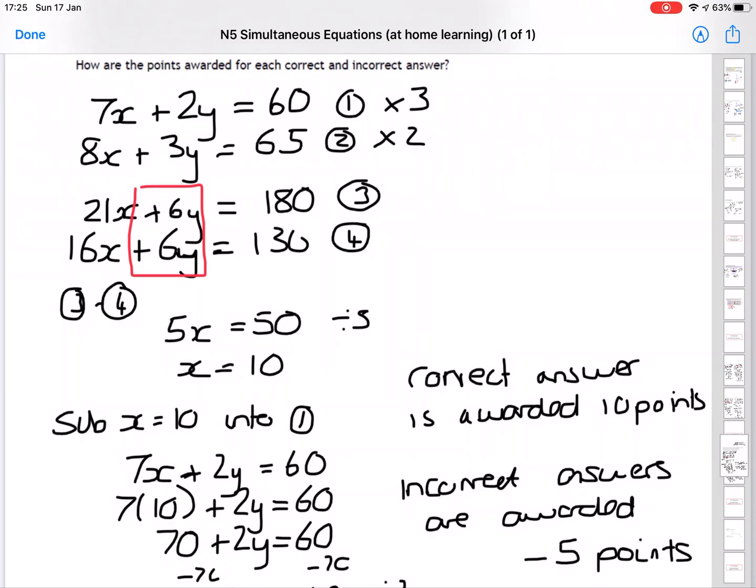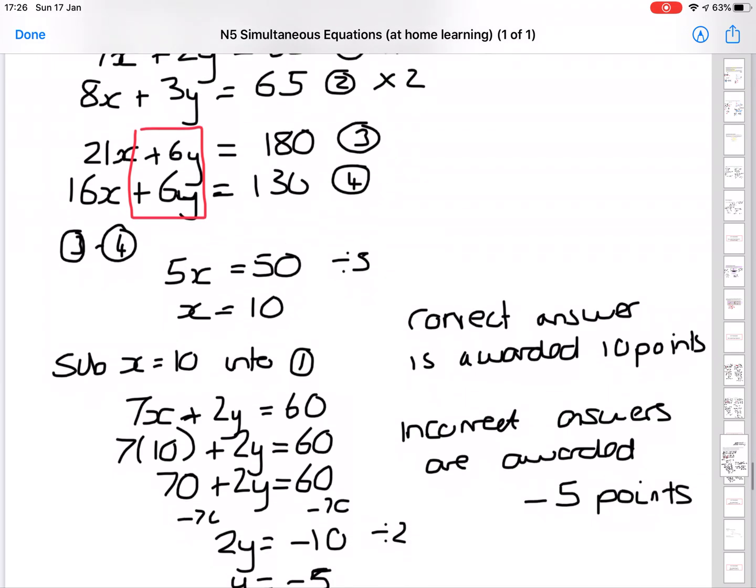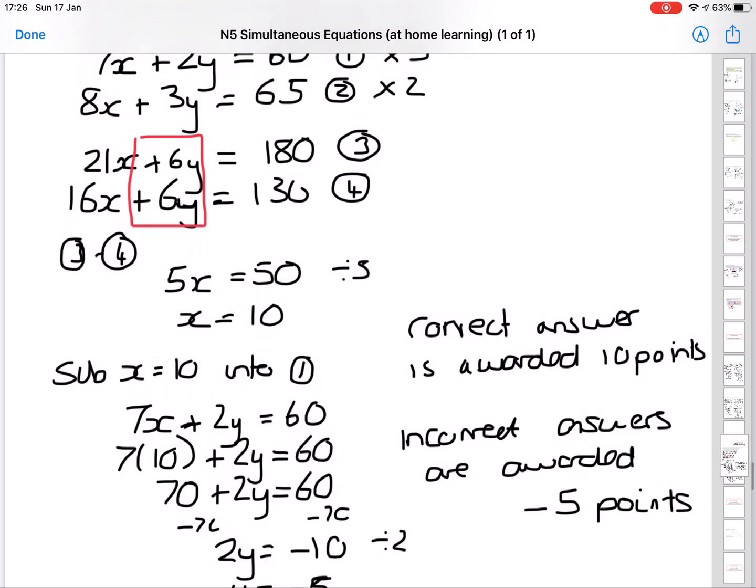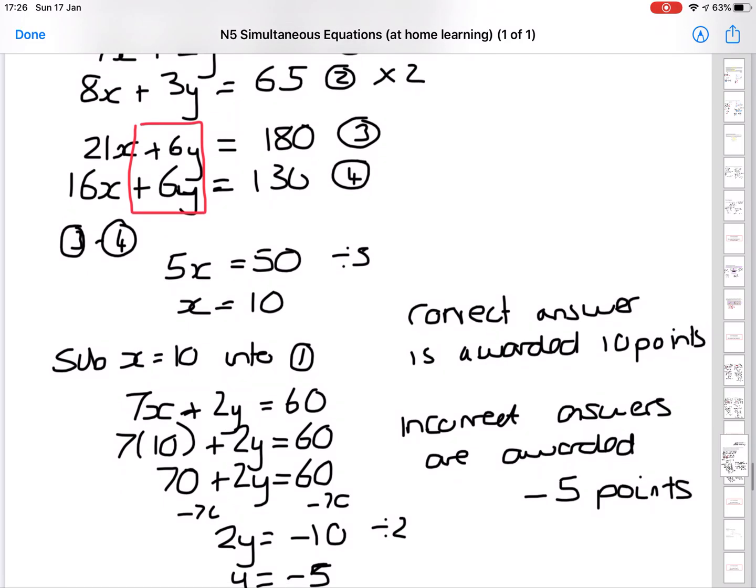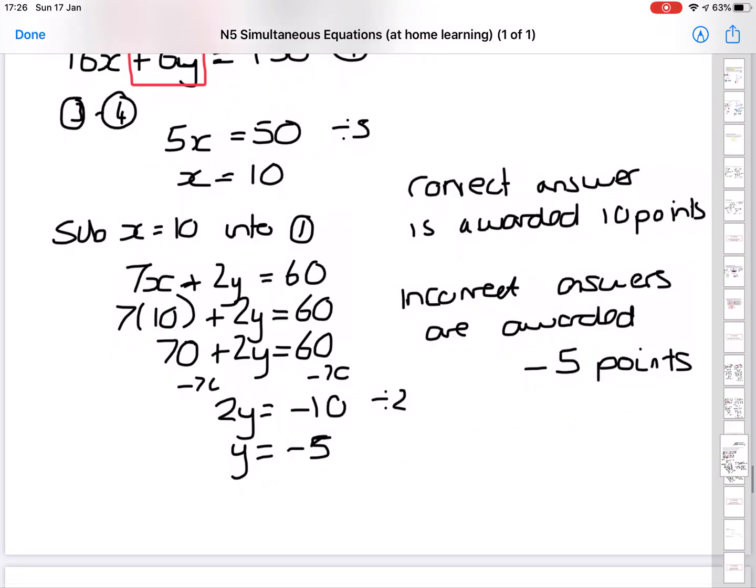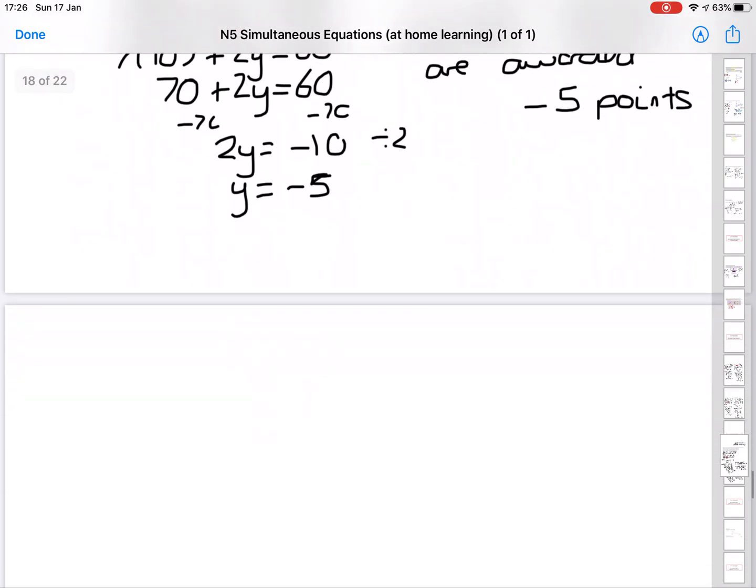So 8x plus 3y. 8x would be 8 times 10, so that's 80. 3y would be 3 times minus 5, so that's minus 15. 80 minus 15 is indeed 65. So it's always a good idea, if you've got the time, to double check your answers when you're finished.